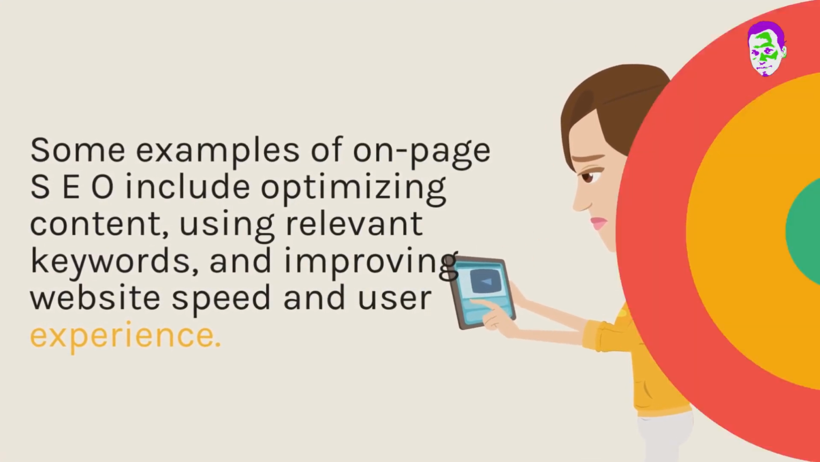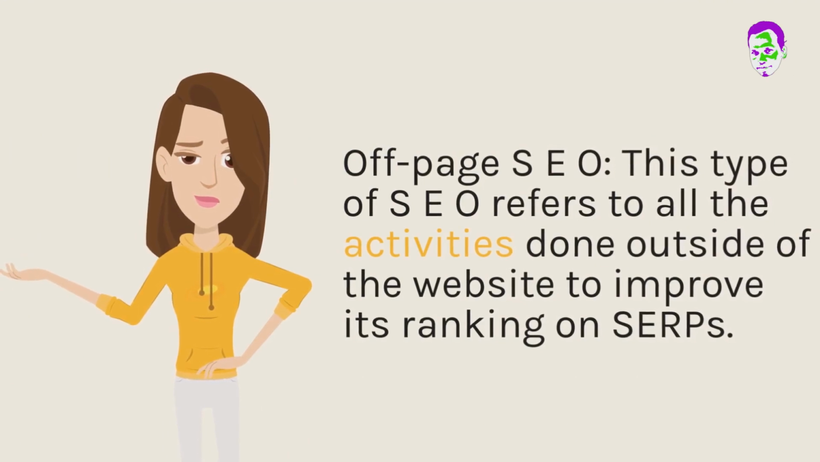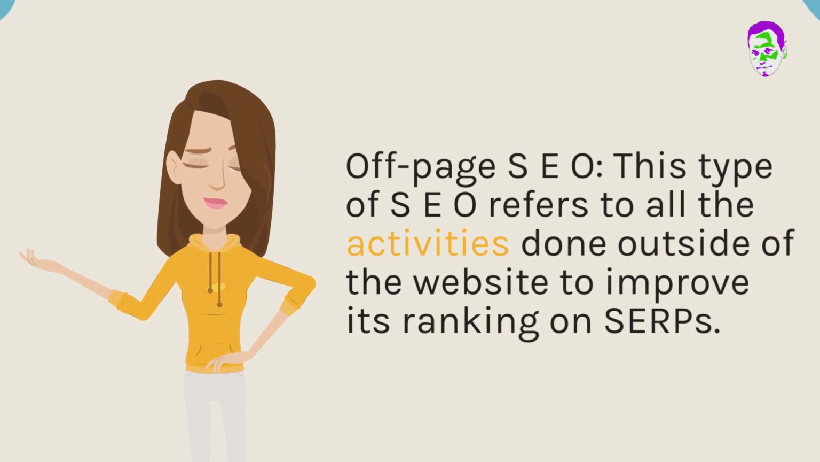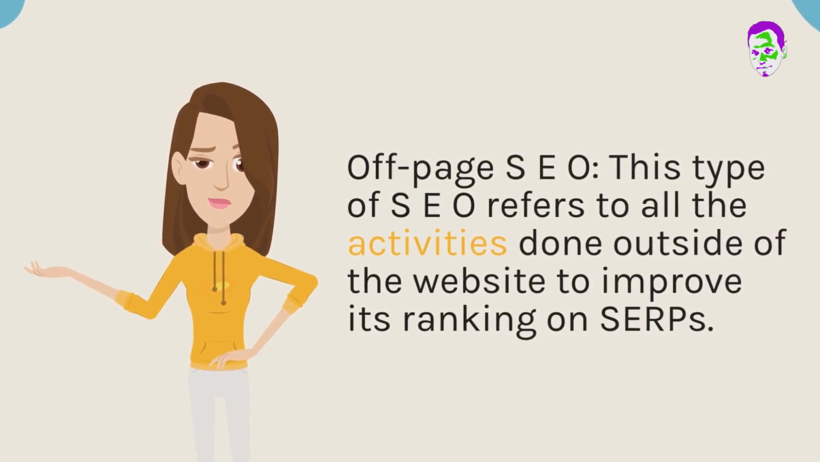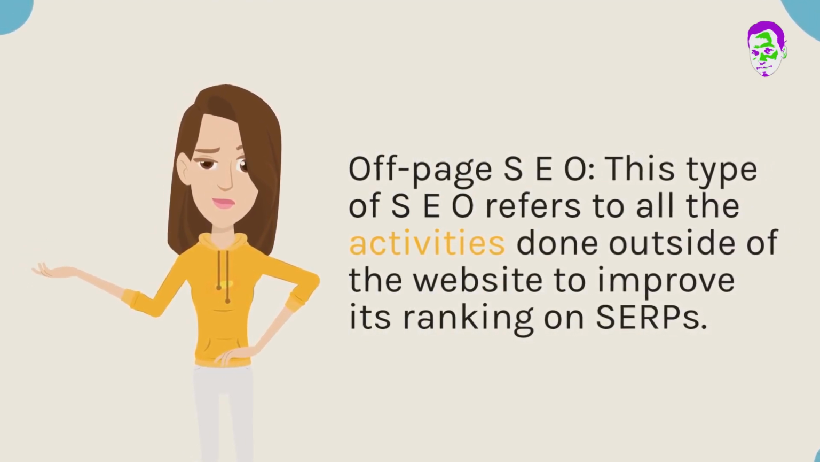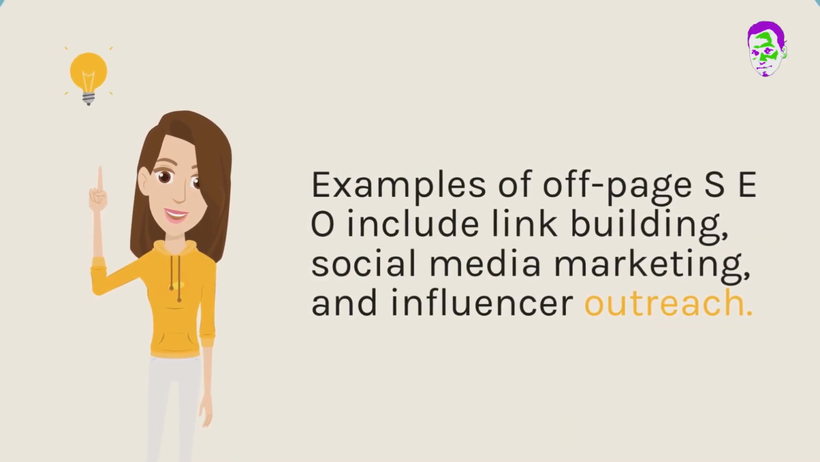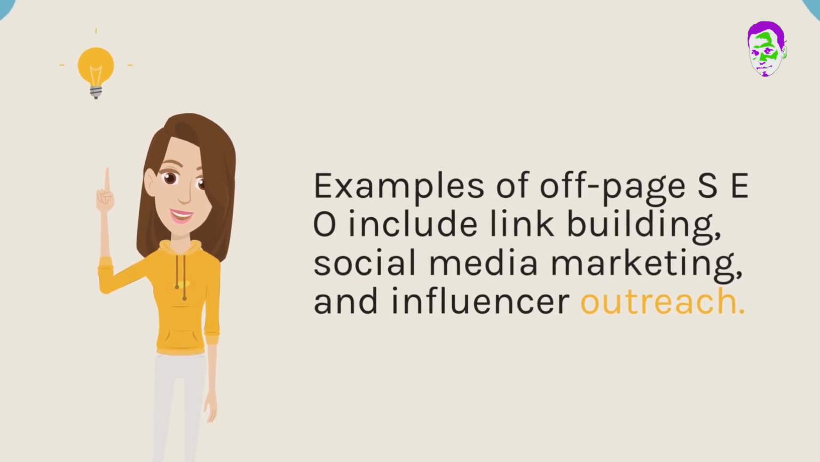Off-page SEO. This type of SEO refers to all the activities done outside of the website to improve its ranking on SERPs. Examples of off-page SEO include link building, social media marketing, and influencer outreach.